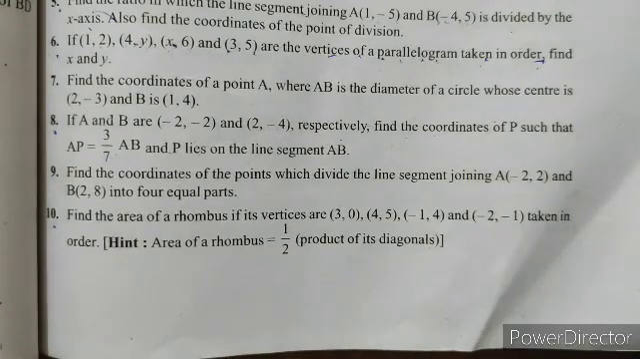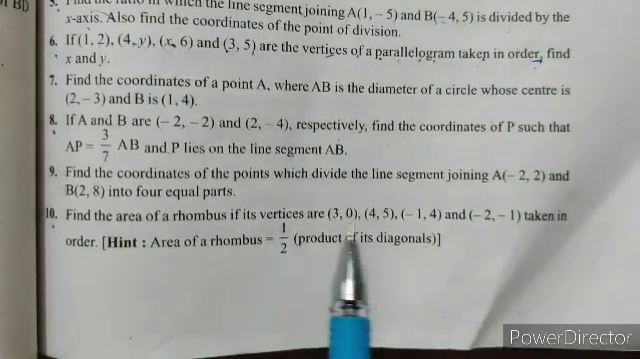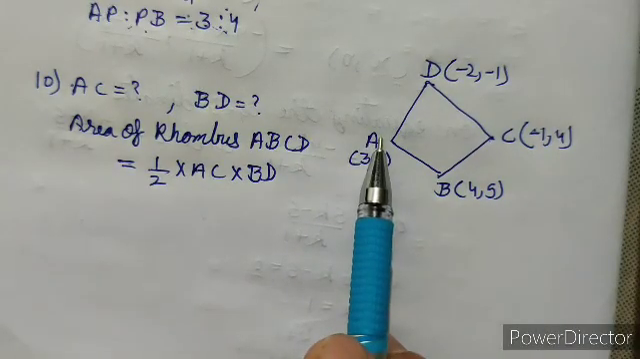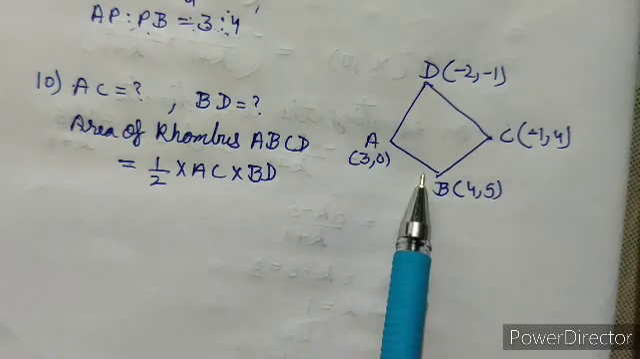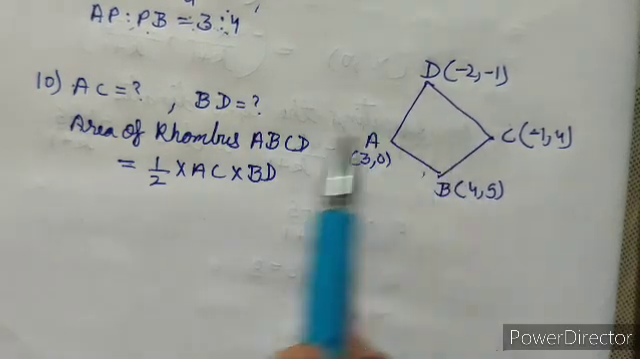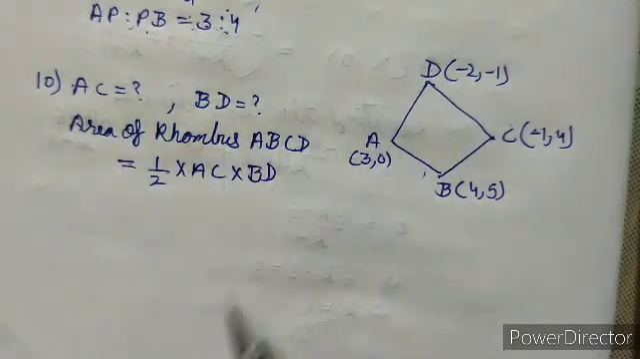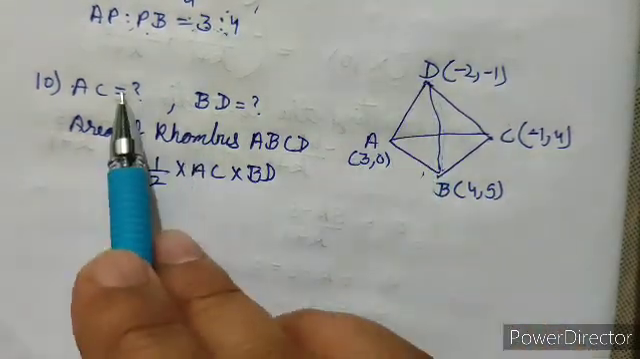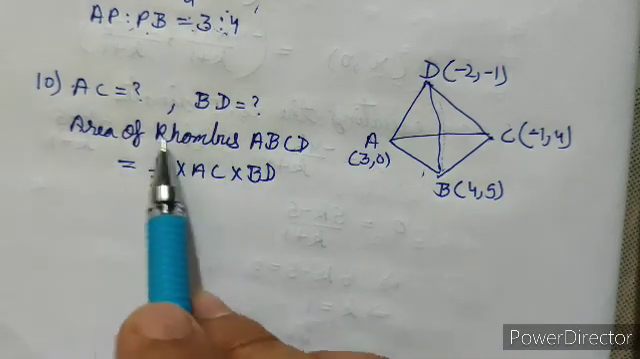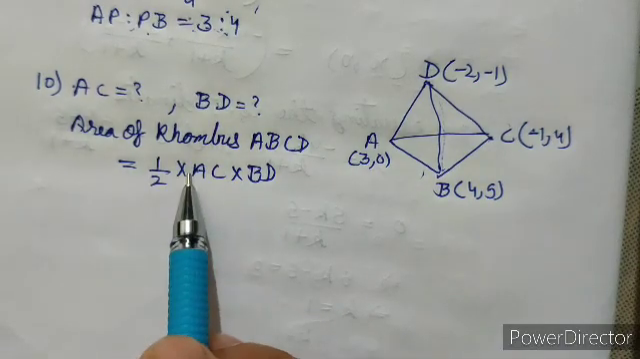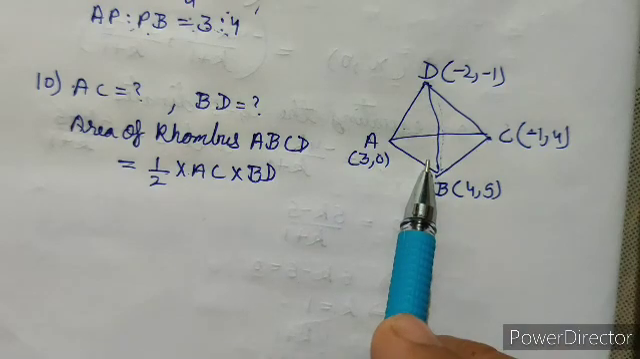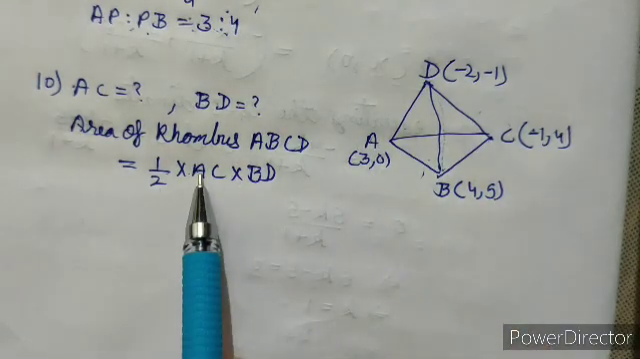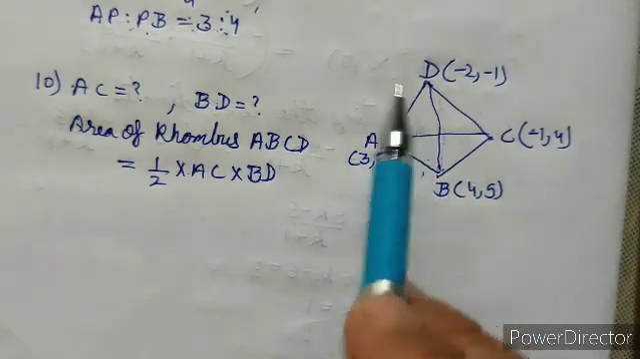Now in question number 10, we have to find the area of the rhombus whose vertices are given to us. Vertices of rhombus A, B, C, D are given. Now we have to find its area. For that, first of all, we will find out diagonals AC and BD by using the distance formula. As we know, area of rhombus is equal to half into product of the diagonals. So here area of ABCD will be 1 upon 2 into AC into BD.